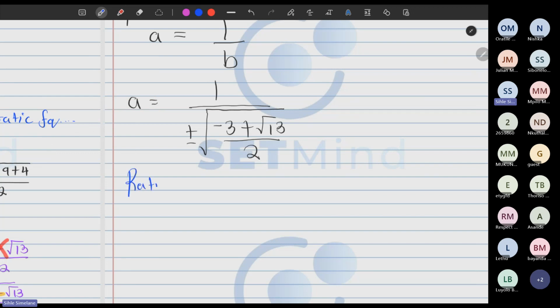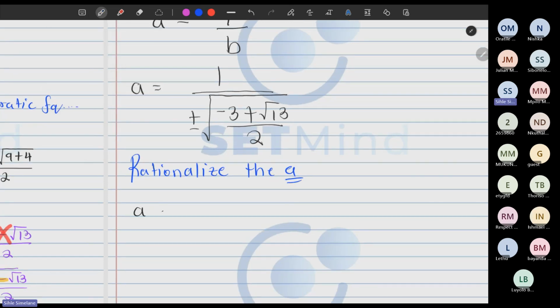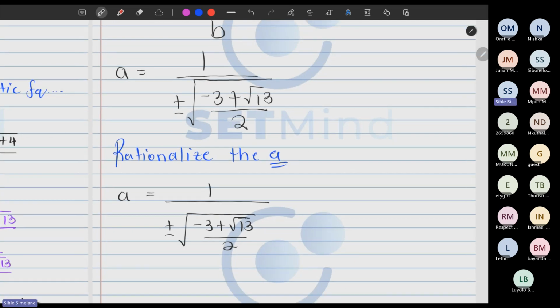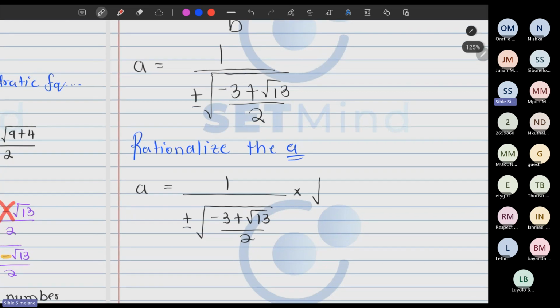So let's try and rationalize the A. If we do so, you will see that A is equal to 1 over the square root of negative 3 plus square root 13 over 2. I hope you remember how to rationalize. I think we did it some time when we were doing grade 10. If I want to remove this denominator, which has these square roots, all I need to do is multiply by the same expression but change the sign of that number, which will just be 3 plus square root of 13 divided by 2. And what you do on the numerator, you should do on the denominator. So this is just rationalizing 3 plus square root 13 over 2.